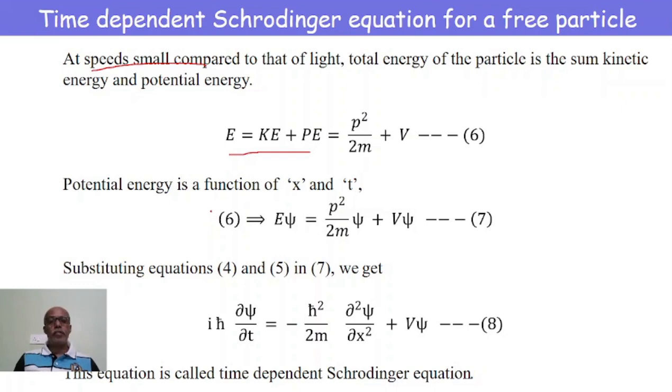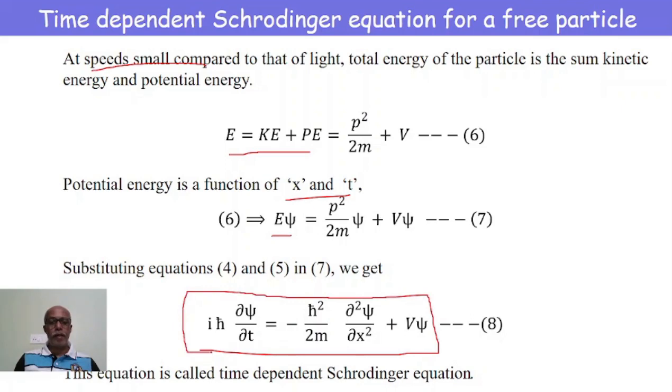Now, the potential energy V is a function of x and t, and therefore applying the wave function on both sides of equation 6, we get E psi is equal to p square by 2m of psi plus V of psi. This is equation 7. Now substituting for E and p from equations 4 and 5 in equation 7, we get i h cross d psi by dt is equal to minus h cross square d square psi by dx square divided by 2m, plus V of psi. This equation 8 is called the time-dependent Schrodinger equation of a particle.